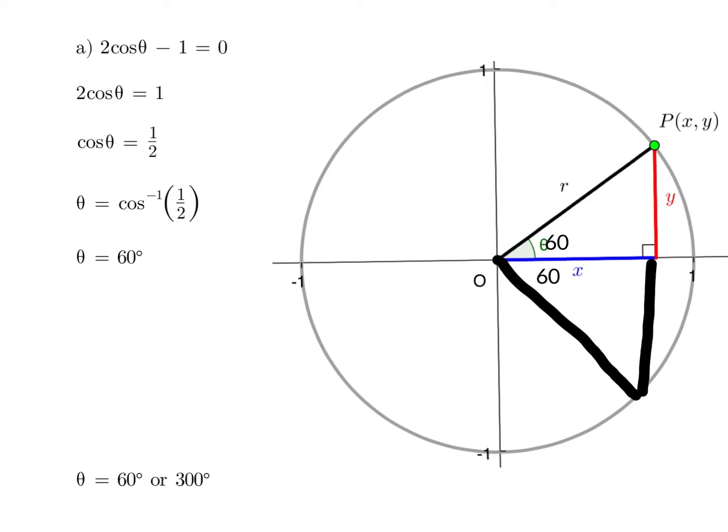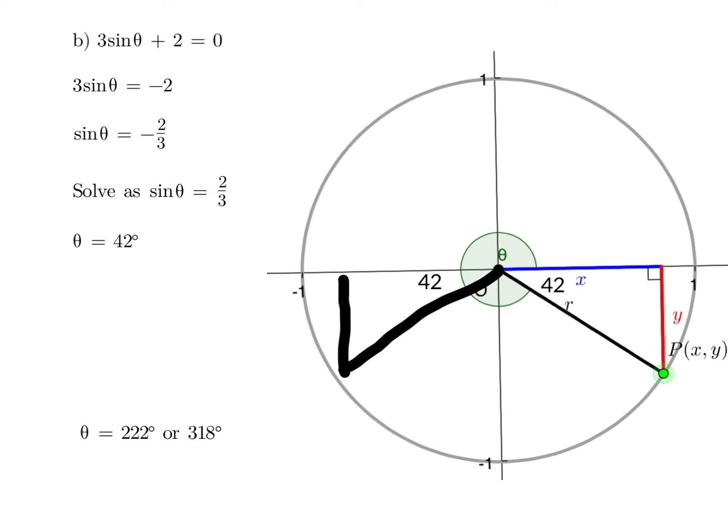So the first one, 2 cos theta minus 1 equals 0, so we're going to add 1 to the other side. Then you're going to divide by 2 and you get cos theta equals a half. You then do theta equals cos minus 1 of a half and you get theta equals 60 degrees. Because cos theta equaled positive a half, it's in the A and the C quadrant. So draw your triangles, put your 60 degrees in and you get 60 degrees or 300 degrees as your solutions.